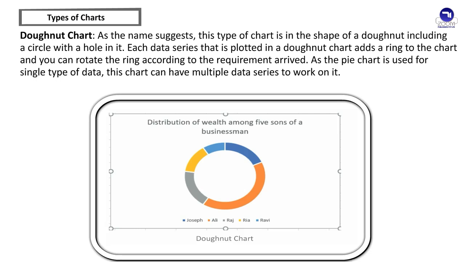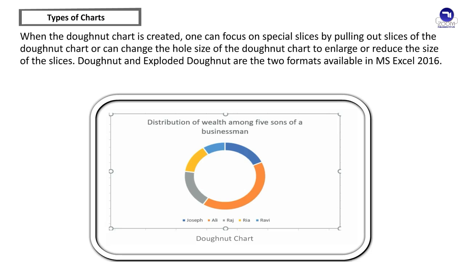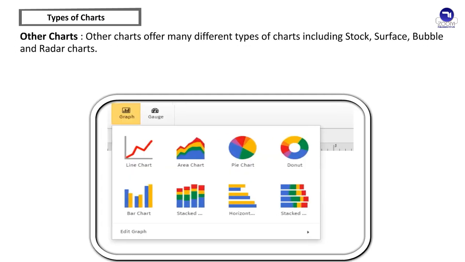As the pie chart is used for single type of data, this chart can have multiple data series to work on it. When the donut chart is created, one can focus on special slices by pulling out slices of the donut chart, or can change the whole size of the donut chart to enlarge or reduce the size of the slices. Donut and exploded donut are the two formats available in MS Excel 2016. Other charts. Other charts offer many different types of charts, including stock, surface, bubble, and radar charts.